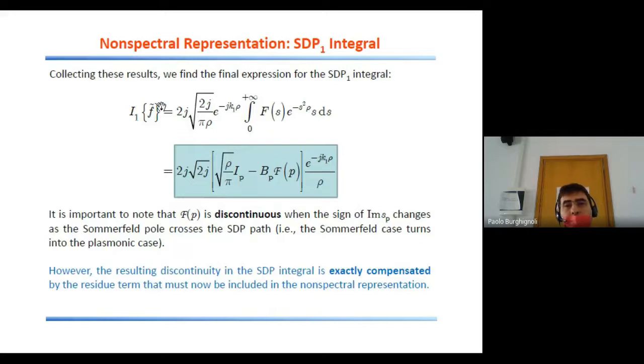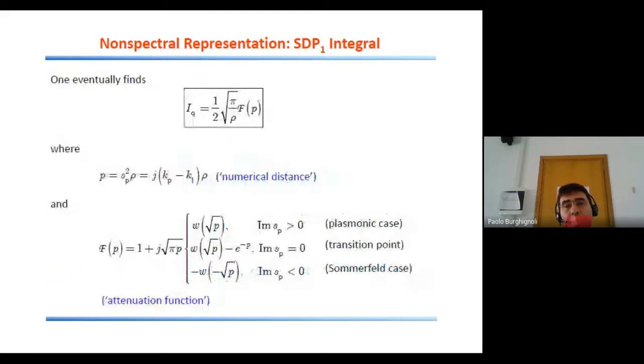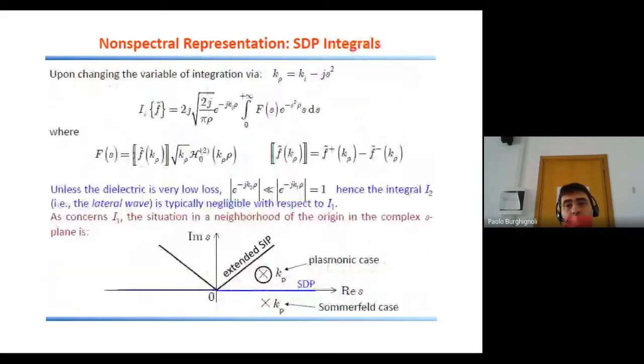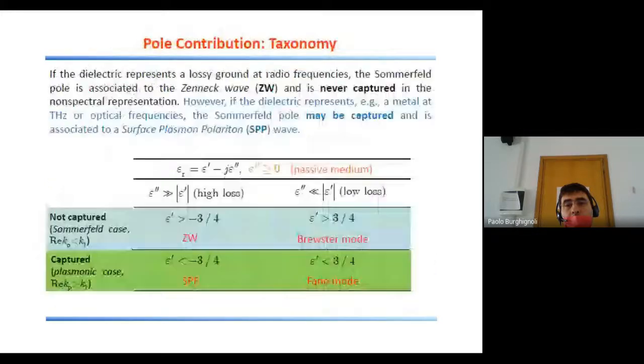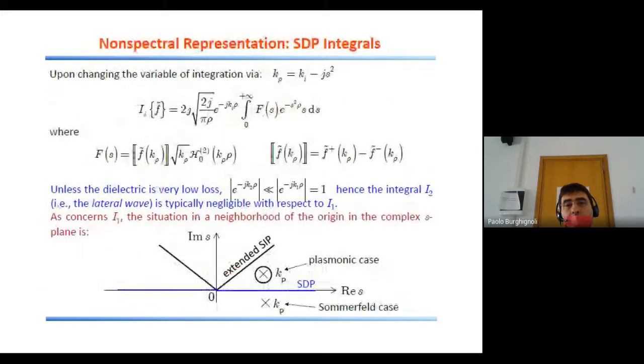I have written this for the integral I1 that originates from the branch point K1, because maybe I neglected to say that before, but it was written somewhere. Written precisely here, okay, in blue.